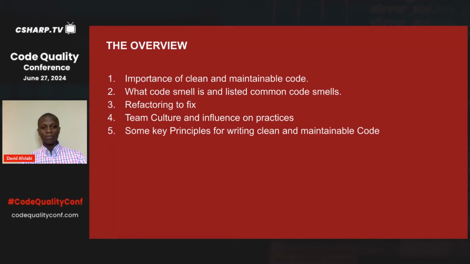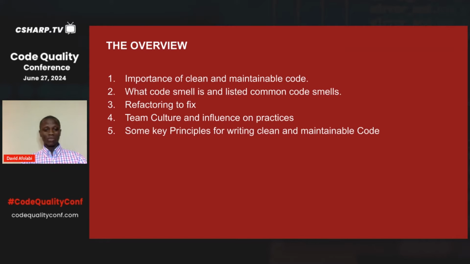First, I will be looking at the importance of clean and maintainable code, followed by a definition of what code smell is and a listing of common code smells or issues. Then, the next item would be refactoring concepts and techniques for fixing code smells. Next, I will quickly touch on team culture and its influence on practices that could aid clean and maintainable code. And finally, key principles. I'll be looking at key principles for writing clean and maintainable code, to help developers across the world to improve or write clean and maintainable code.